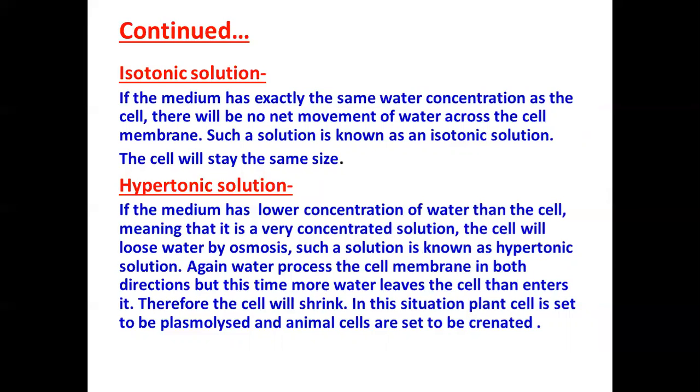Next is hypertonic solution. If the medium has a lower concentration of water than the cell, meaning that it is a very concentrated solution, the cell will lose water by osmosis. Such a solution is known as a hypertonic solution. Again, water crosses the cell membrane in both directions, but this time more water leaves the cell than enters it. Therefore, the cell will shrink. In this situation, a plant cell is said to be plasmolysed, and in the case of an animal cell, it is said to be crenated.